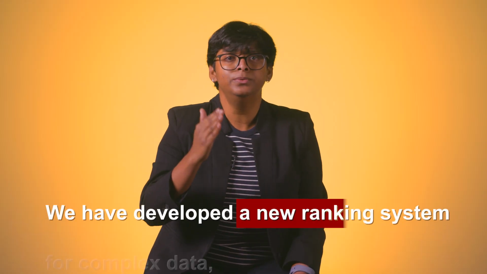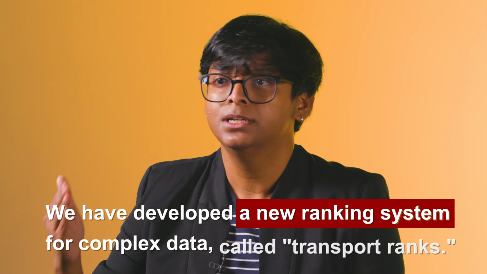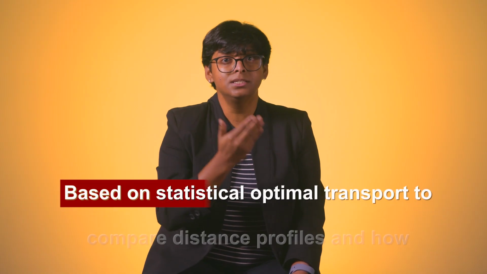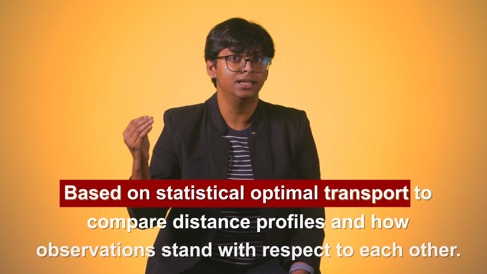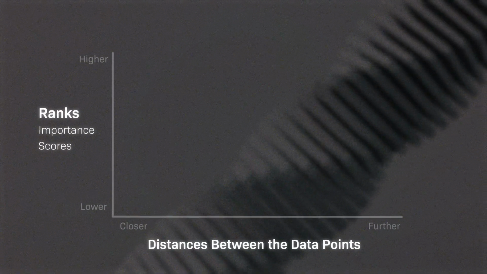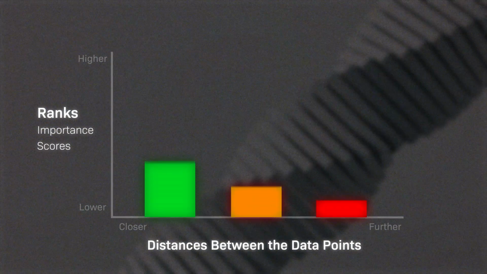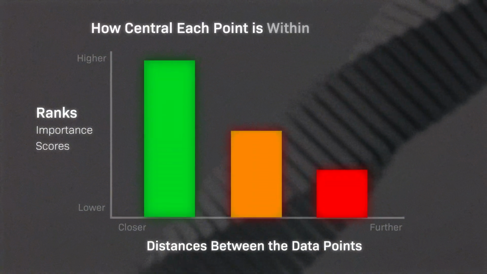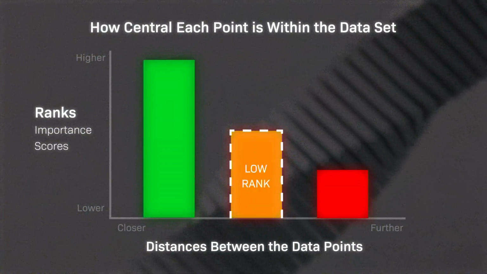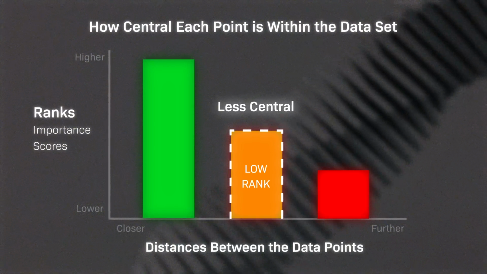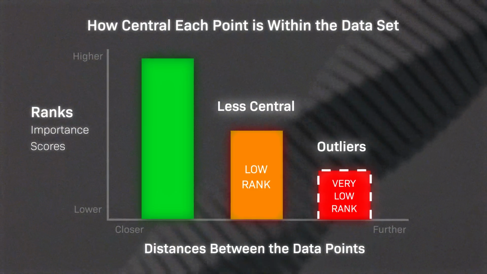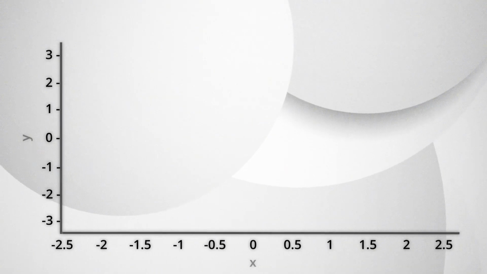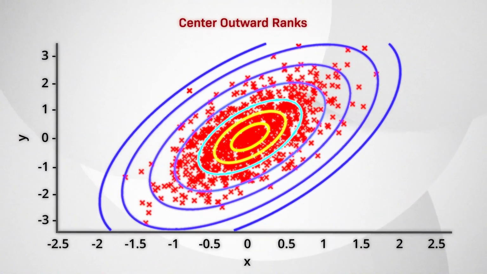We have developed a new ranking system for complex data called transport ranks, based on statistical optimal transport to compare distance profiles and how observations stand with respect to each other. These ranks use only the distances between the data points to assign a score, indicating how central each point is within the data set. A lower rank means a point is less central, and very low ranks can help identify outliers in the data.